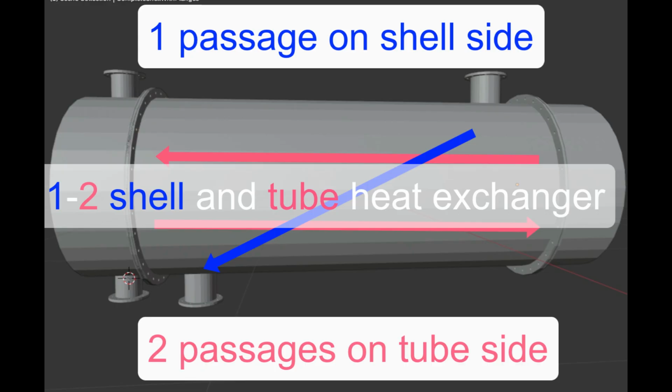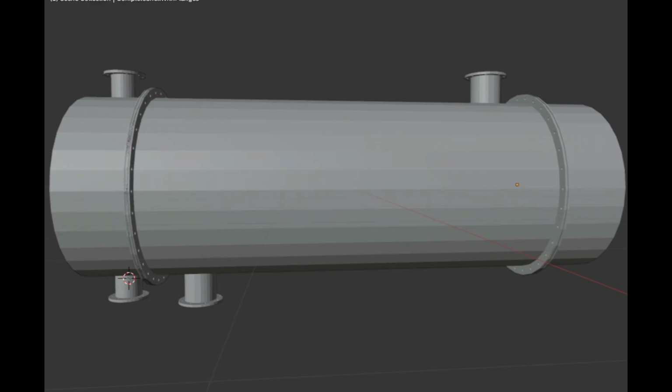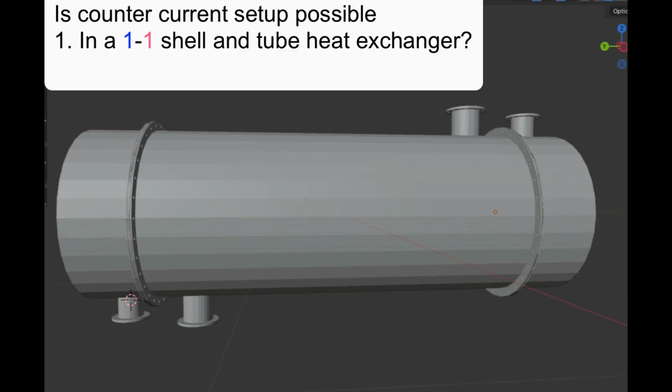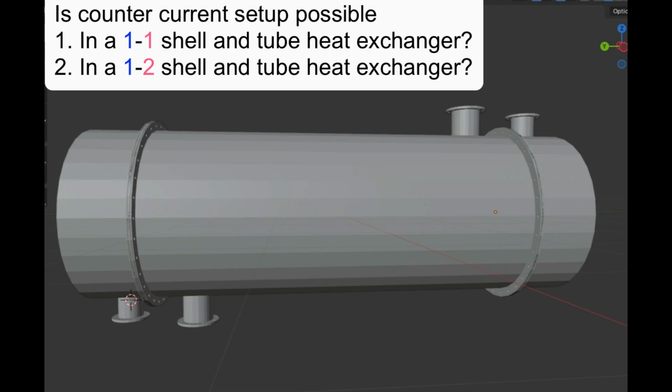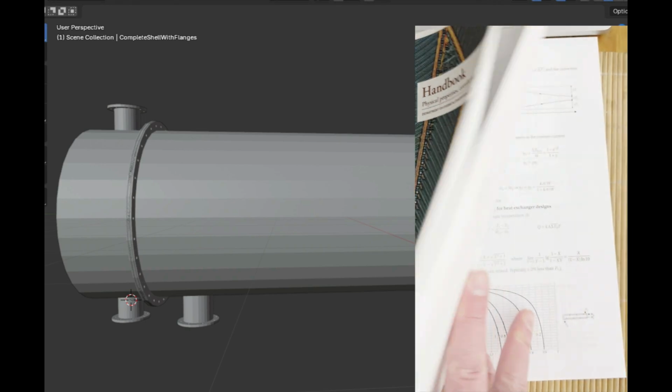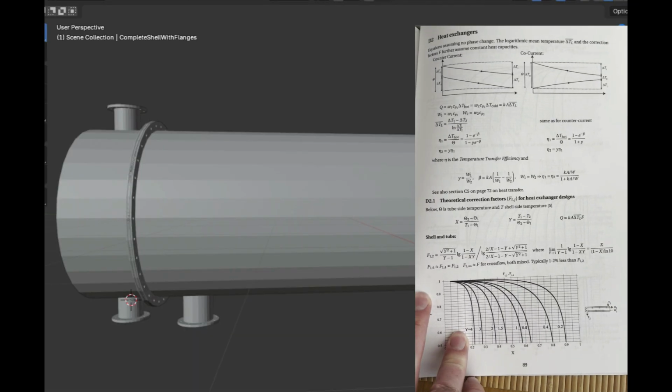I hope you now have a basic understanding of shell and tube heat exchanger design. I recommend you to test your own understanding by answering the following two questions. 1. Can you set up a 1-1 shell and tube heat exchanger so that the flow is counter current? 2. Can you set up a 1-2 shell and tube heat exchanger so that the flow is counter current? When you have tried to answer these questions on your own, take a look at the theoretical correction factors in our department handbook.